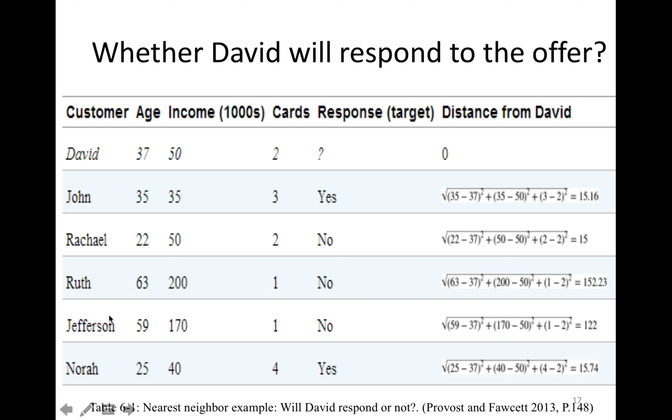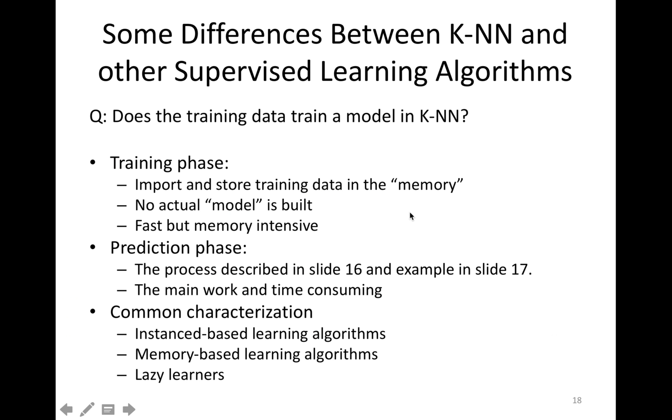However, if we assume k equals 3, then Ruth and Jefferson drop out, and John, Rachel, and Nora are the only three nearest neighbors. The majority class now switches to yes, 2 out of 3. So David's response should be estimated to be yes. You can see that the choice of k can make a difference in the estimate for a target variable. Okay.